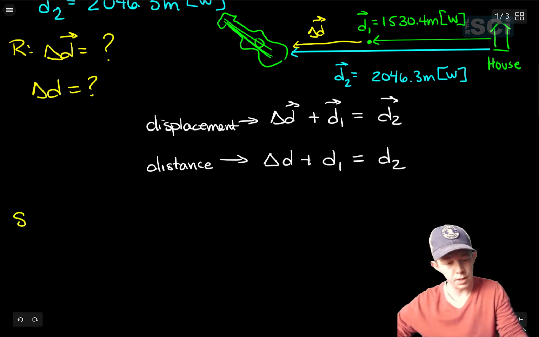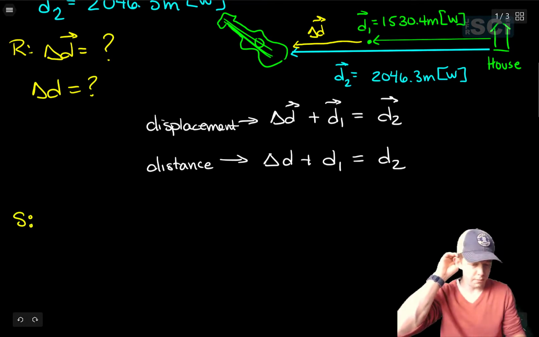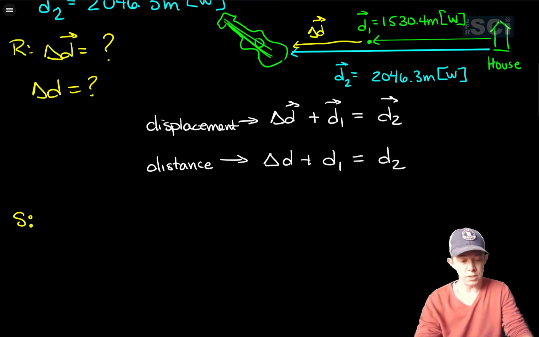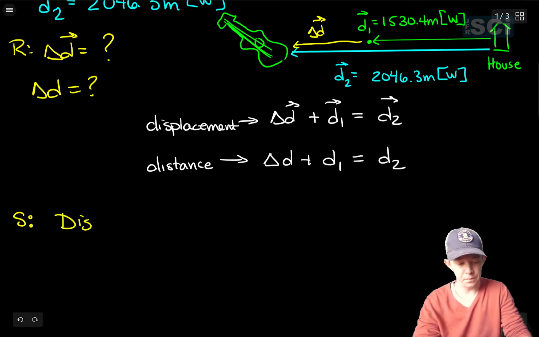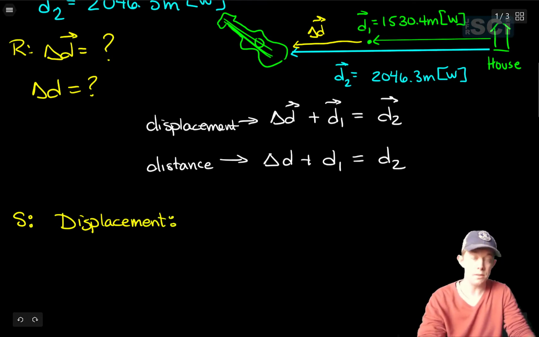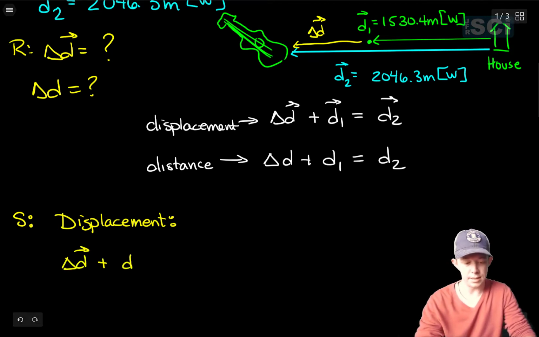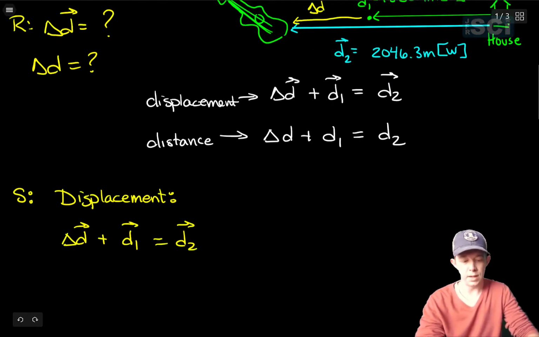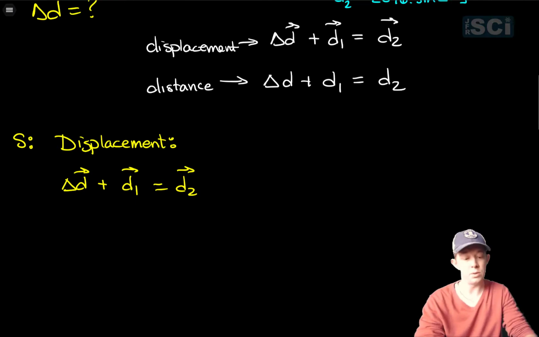I'm going to come up with a solution. So my solution here is that I'm going to use these equations. So for displacement, again, I'm going to rewrite my equation out because that's part of my solution. It's the first step of my solution, in fact. Delta D plus D1 as a vector is equal to D2 as a vector. And let's go ahead and substitute in the values that we have.